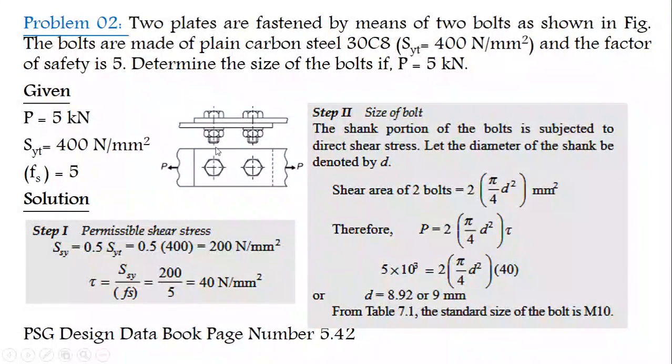Here the shear strength will be acted. The lateral force is acted here, so lateral load is acted here. So we will find the shear load. The given data is P equal to 5 kilonewton, yield strength is 400 Newton per millimeter square, and factor of safety is 5. What we are going to find? Size of the bolt. Size of the bolt means outer diameter of the bolt.